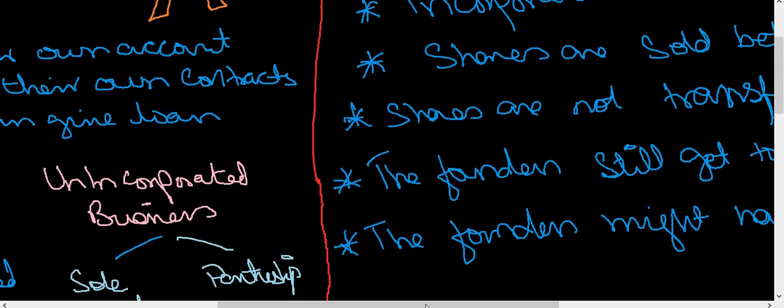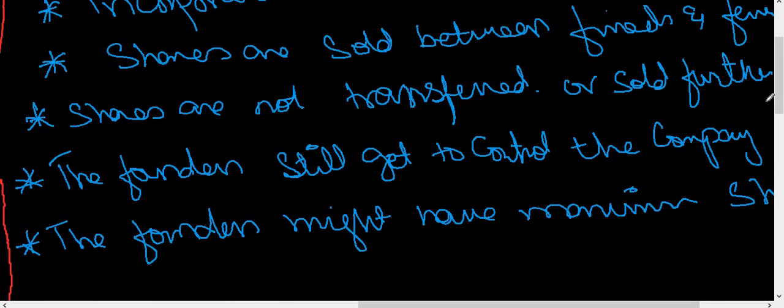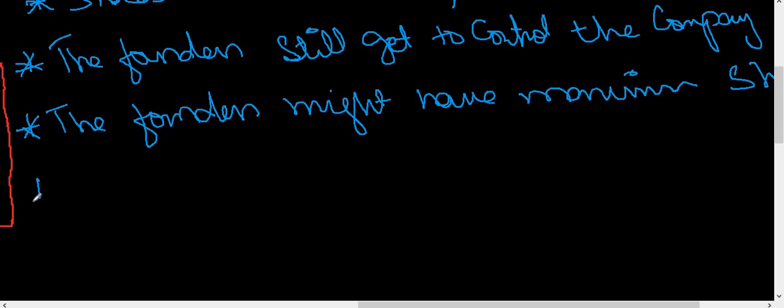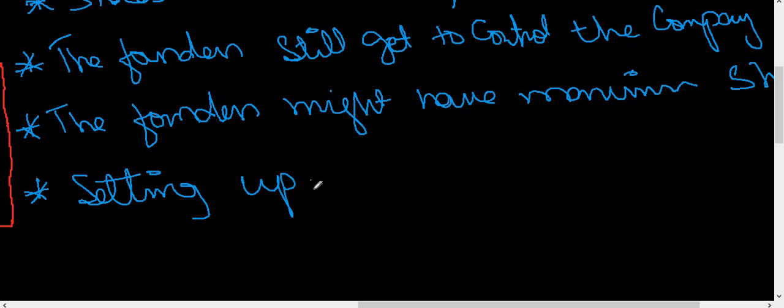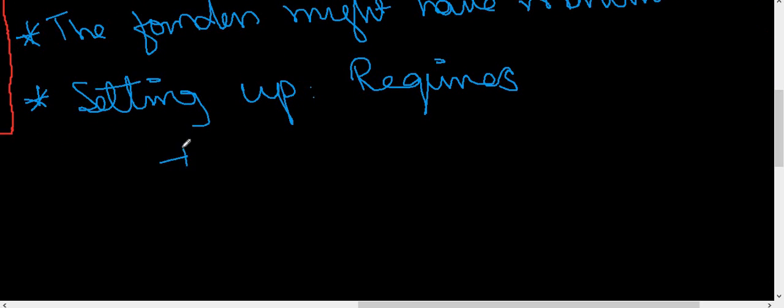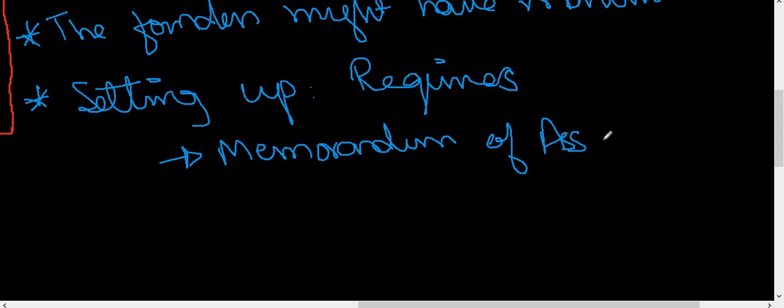Opening up the company requires legal documents. Setting up requires two types of legal documents: memorandum of association. So what is a memorandum of association? What is it? And there is another one. We'll first talk about the memorandum of association and then we'll see what's the other one.